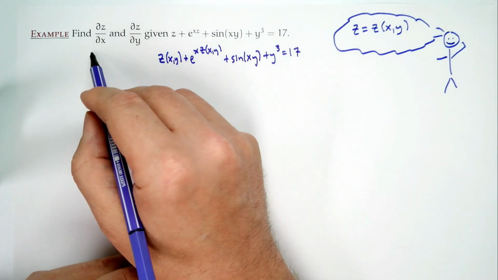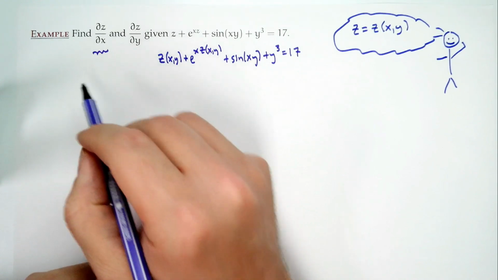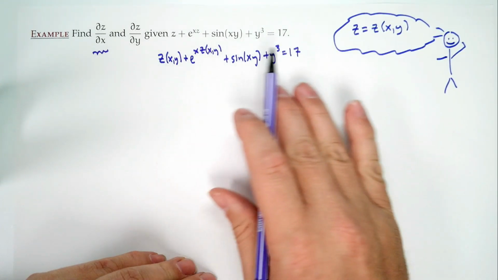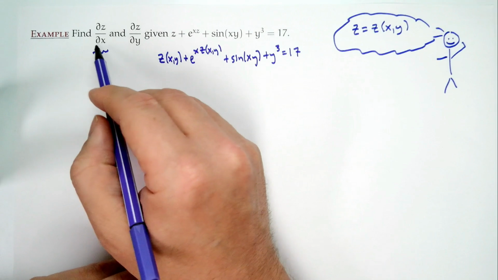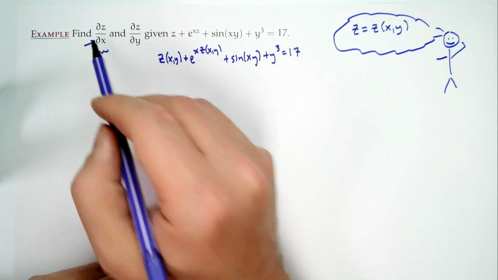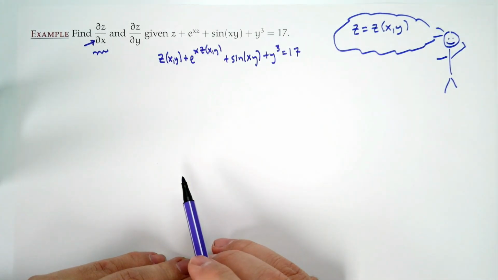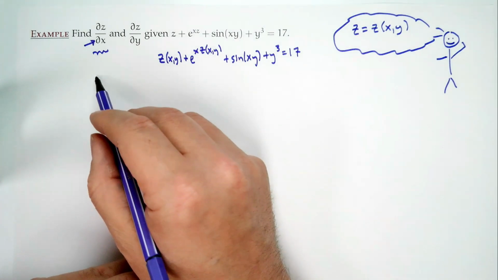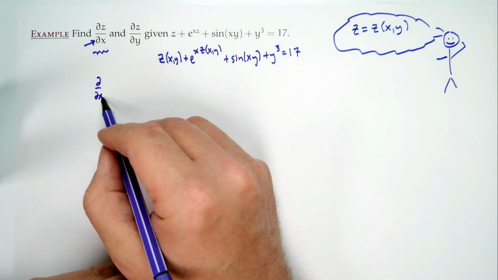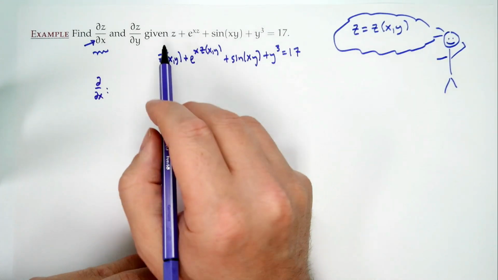So, let's start with this one. We're going to take the derivative of both sides with respect to x. We know it's with respect to x because we look in the denominator. So, taking the derivative with respect to x, what do we get?